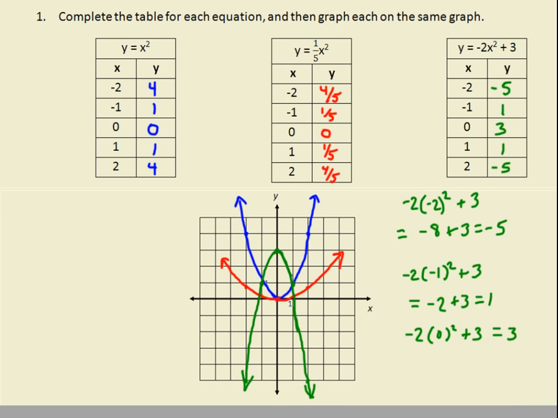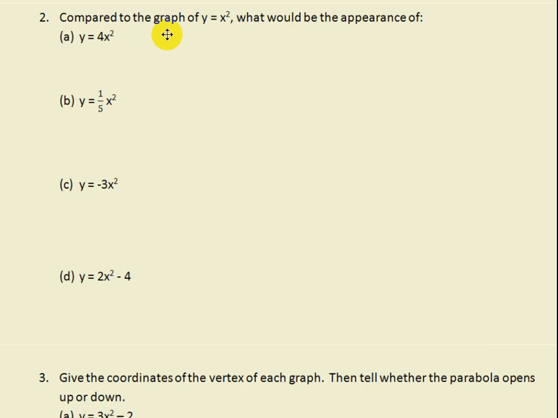Okay, so those are basically the keys to this section, if you can follow that part, the effects of a and c. So in number 2, compared to the graph of y equals x squared, what would be the appearance of each? In other words, relative to that basic parabola, how would this compare?